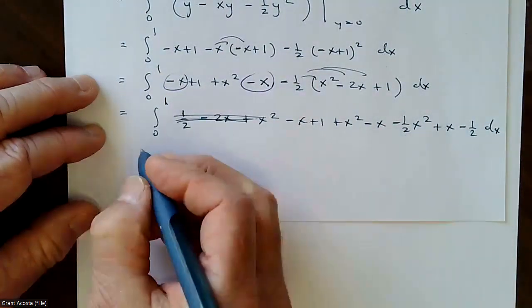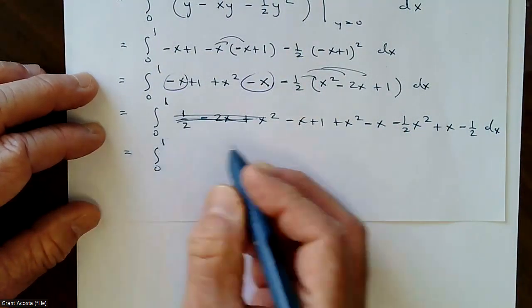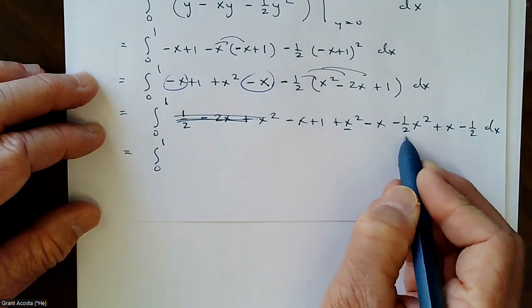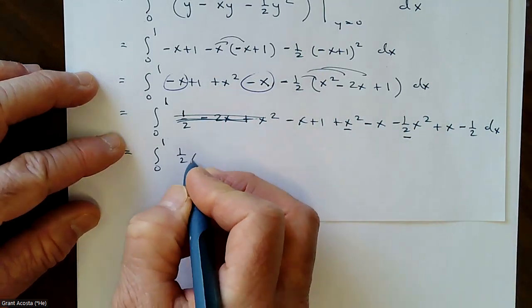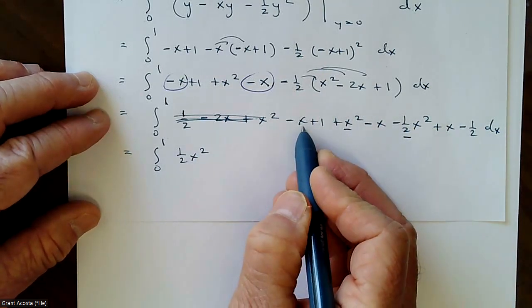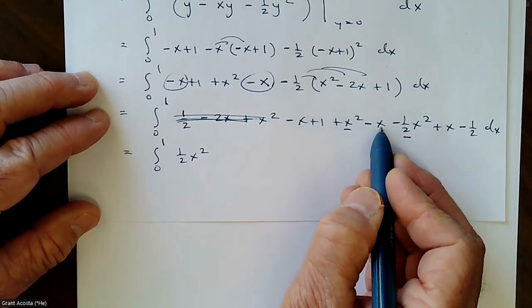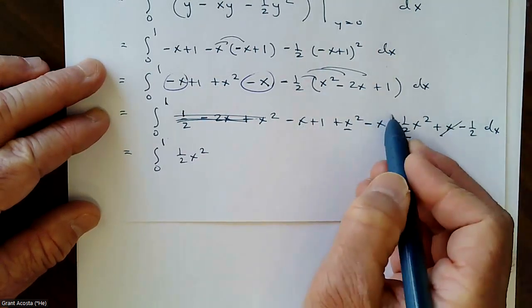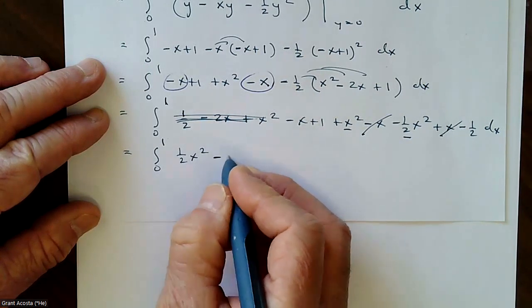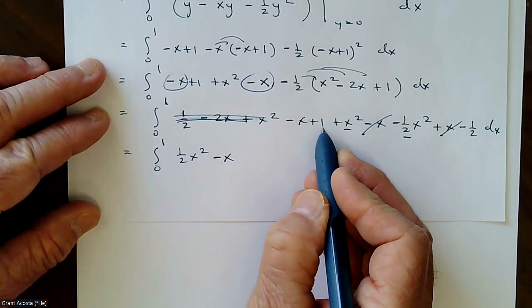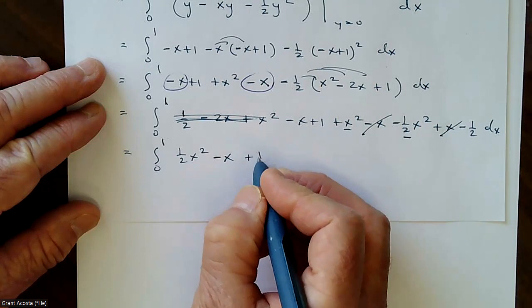Now I'll combine some like terms. X squared minus 1/2 x squared is 1/2 x squared. Negative x minus x plus x, so that actually cancels with one of those, so it's just minus x. And then 1 minus 1/2 is plus 1/2.